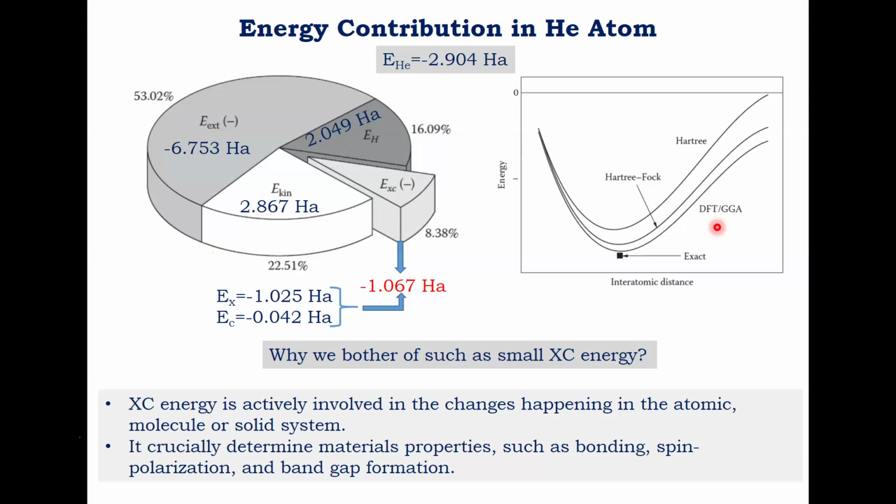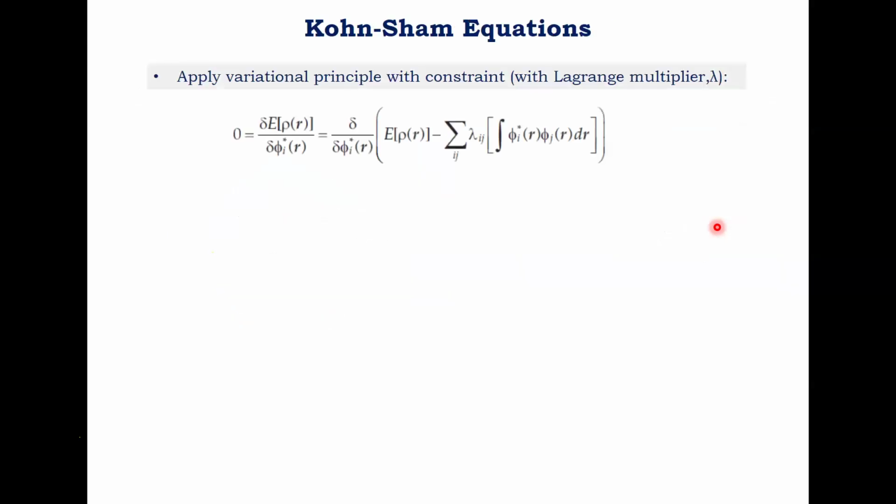It is also very crucial to determine material properties such as bonding, spin polarization, band gap formation. It plays a very, very important role. That's why we have to focus on that particular exchange correlation energy part. So how can we approximate that exchange correlation energy part? We have to discuss that.